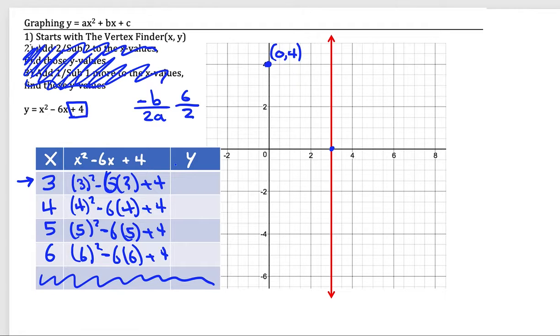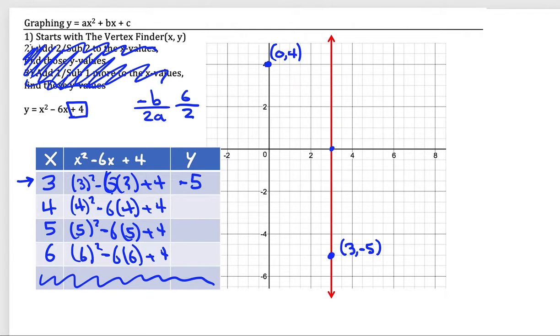I just did this example too, so you'd think I'd have the numbers memorized, but I don't. Okay, we get a negative 5. There we go. Now it's coming back to me. There we go. So 3, negative 5. 3, negative 5 is right there. There we go. So there's 3, negative 5, our vertex.